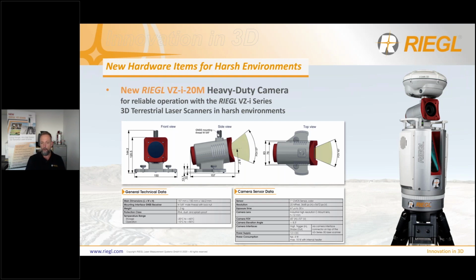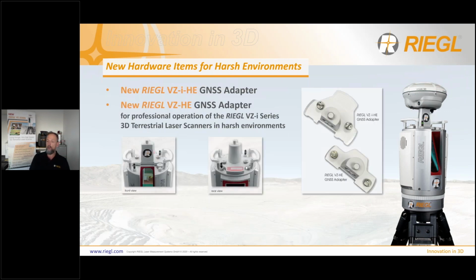And if you don't use the camera, we have also developed a new GNSS adapter, because we have seen in the past from mining operations that the older GNSS adapter was a bottleneck in the connection between GNSS and scanner, because sometimes this adapter was broken and then also the screw on top of the scanner was broken. The result was that the scanner had to be shipped back to Austria and repaired. So it was lost for a couple of weeks. So this was a big problem.